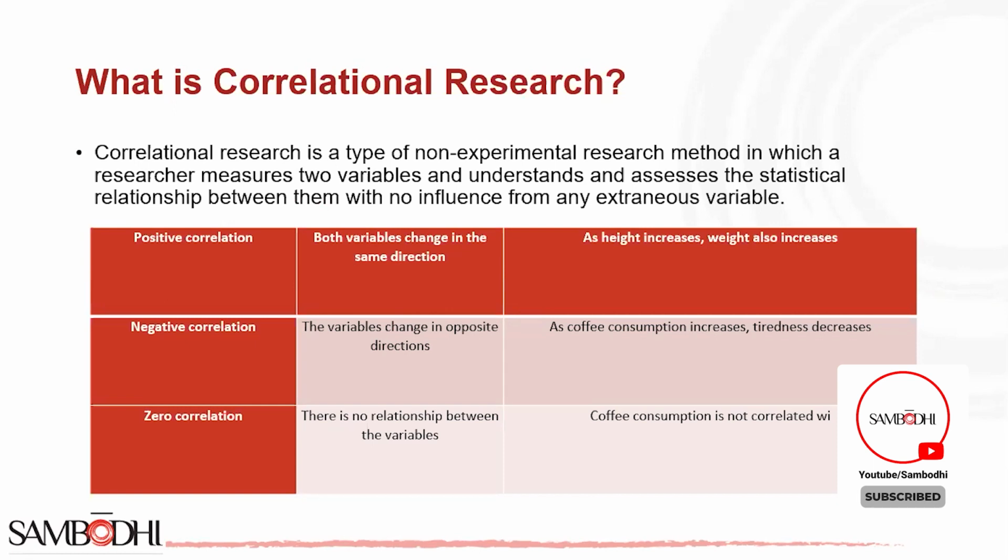A correlation reflects the strength and/or direction of the relationship between two or more variables. The direction of correlation can be either positive or negative. When I say positive correlation, that means both variables change in the same direction. As height increases, weight also increases. In negative correlation, the variables change in opposite directions. As coffee consumption increases, tiredness decreases.